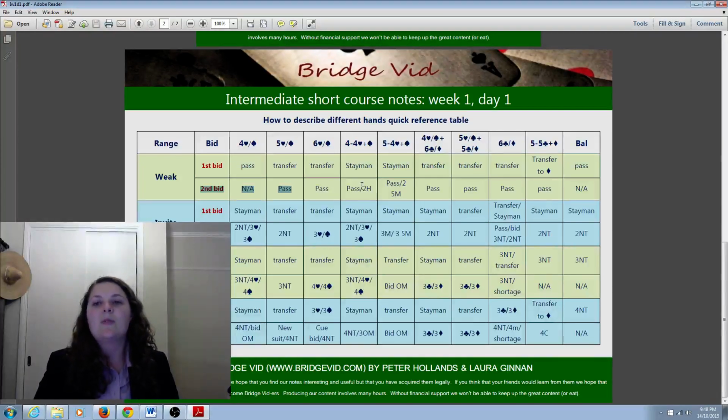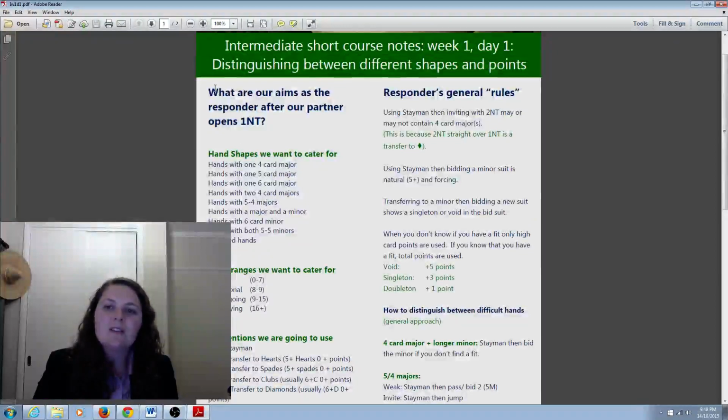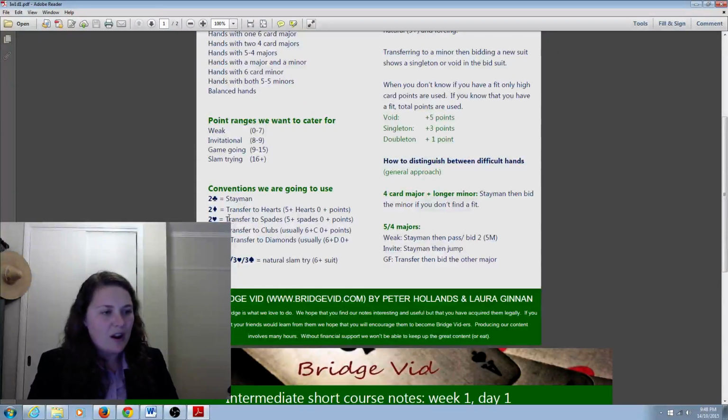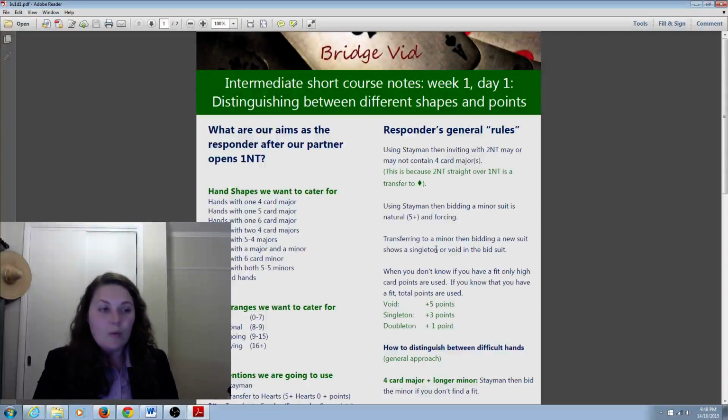So just to summarize, for today what we need you to do is familiarize yourself with this first column of the page and understand what we're trying to do with our system. If you don't understand the second column, don't worry about it, because that's what we're going to be talking about throughout the course.